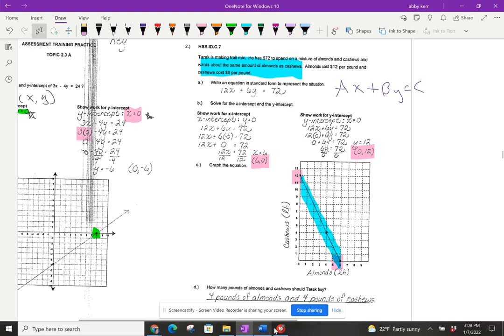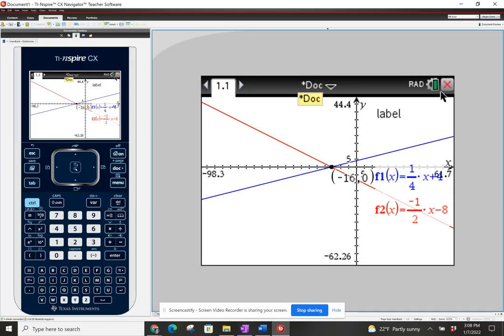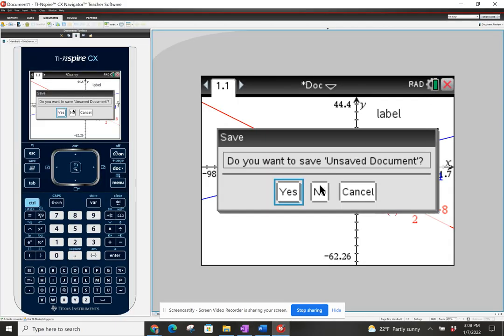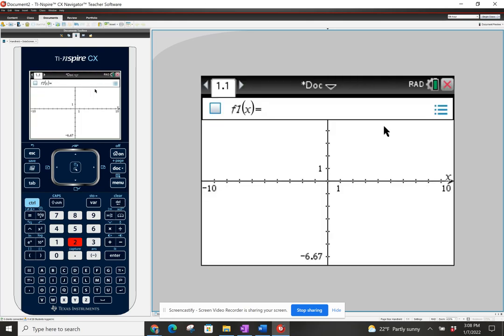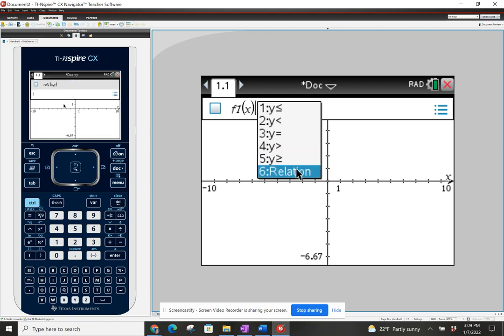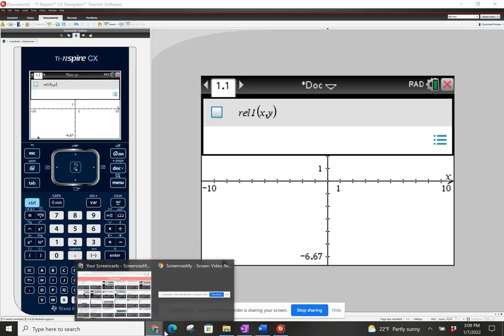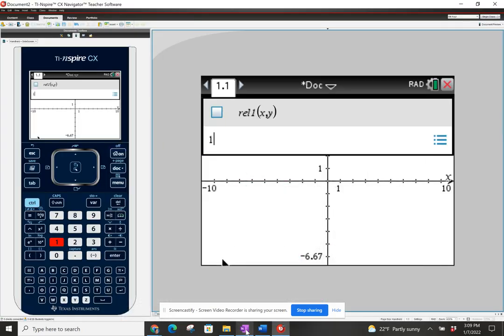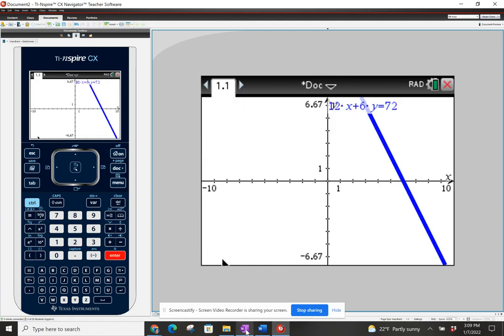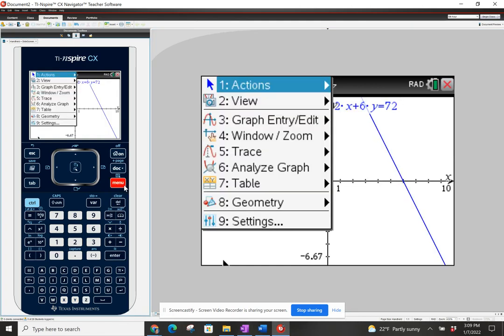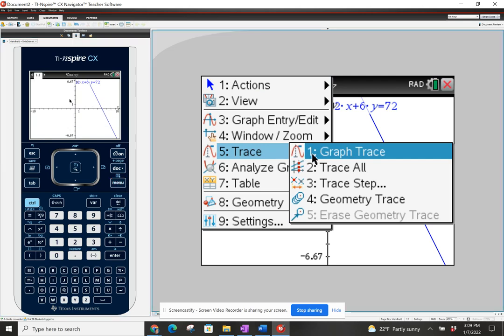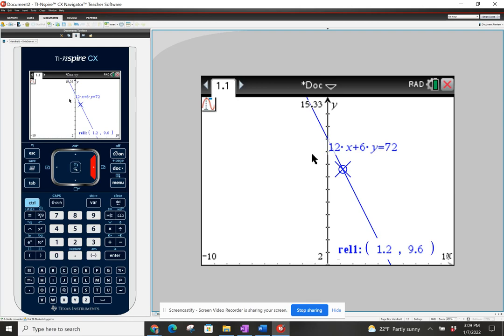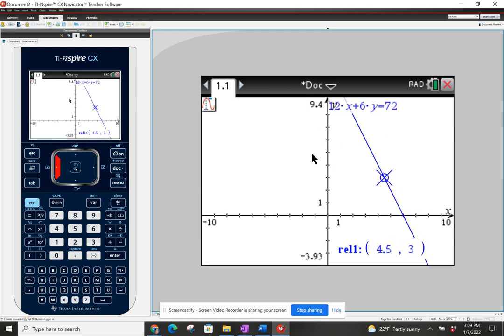So the easiest thing to do, you're going to graph the equation. Since it's not in slope-intercept form, you have to hit the delete button and then click on relation. So then 12x plus 6y equals 72. And then you're going to hit menu, trace, and then graph trace. And then you can just move up and down the line.